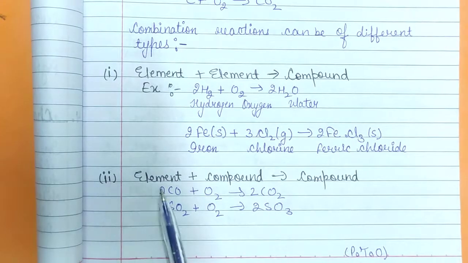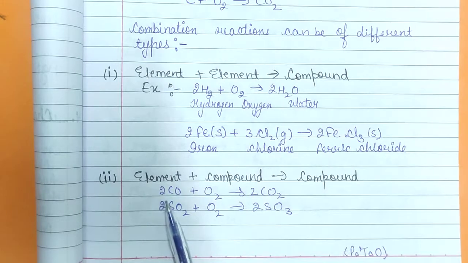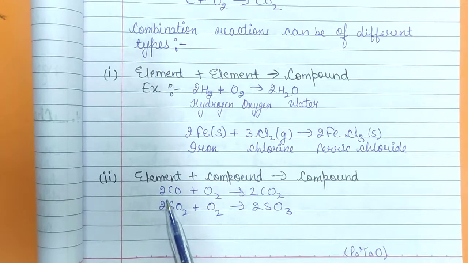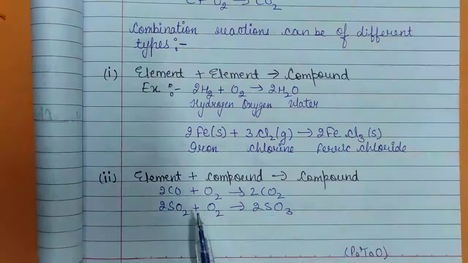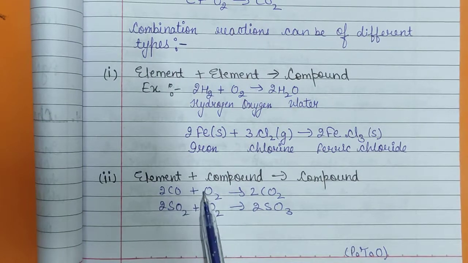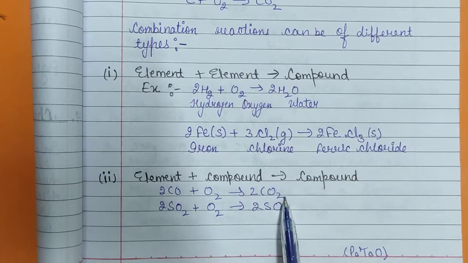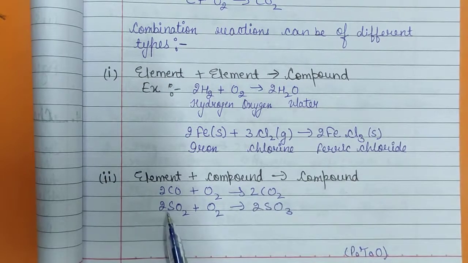Second is element plus compound gives compound. This also you may observe by example when you add a compound which is carbon monoxide with an element, oxygen, then it also forms a compound which is CO2. Similarly here SO2 plus O2 gives 2SO3.